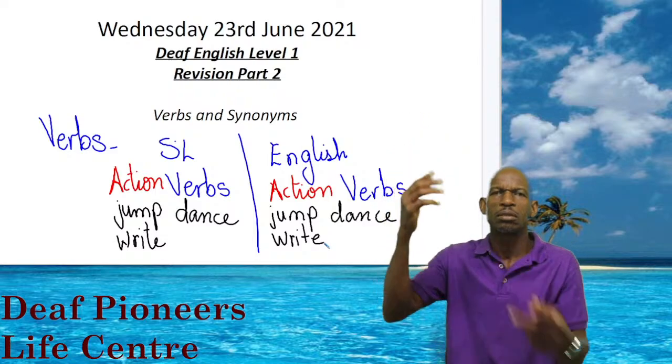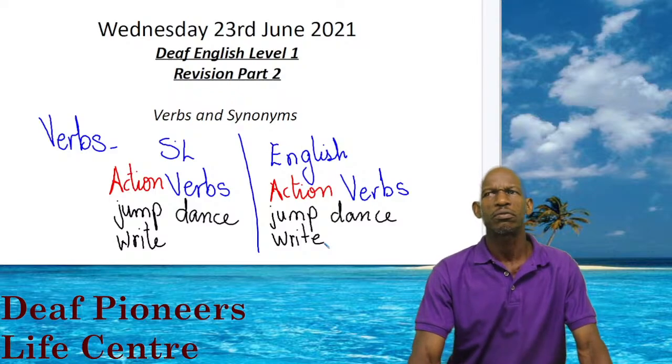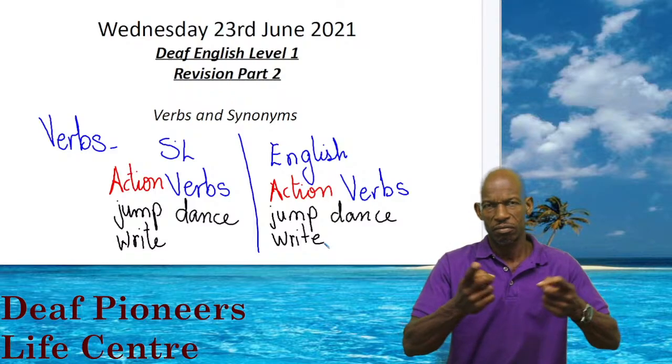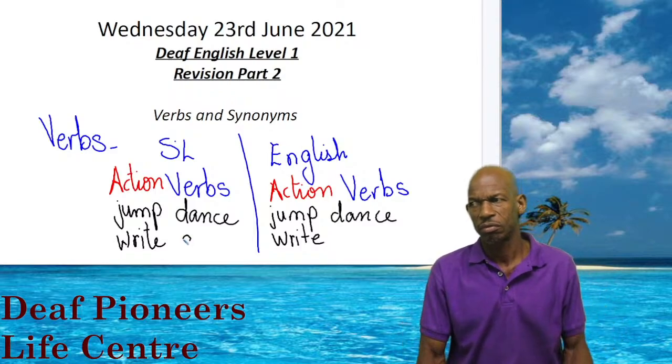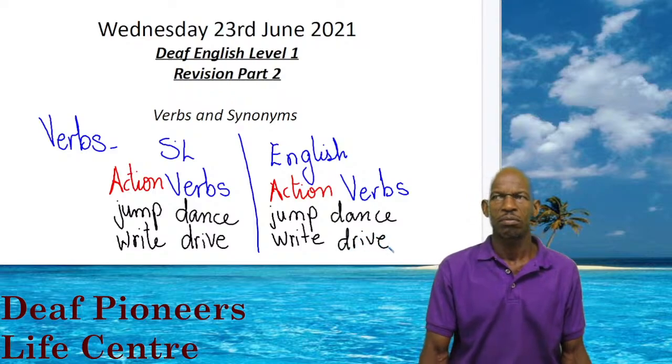All right, car is not an action word. It is right, but the word you want to tell me is drive. Car is a noun, but the word drive is the action. So we have drive and we have drive.